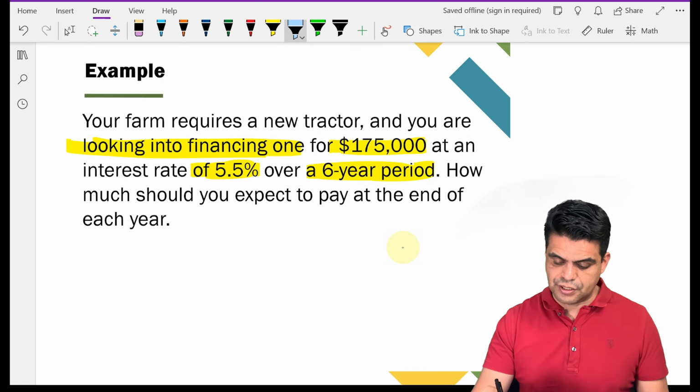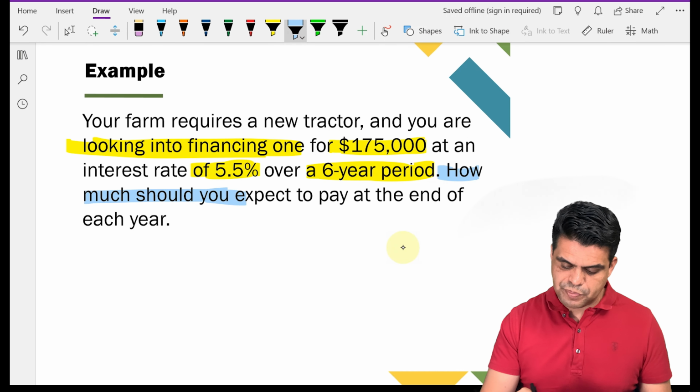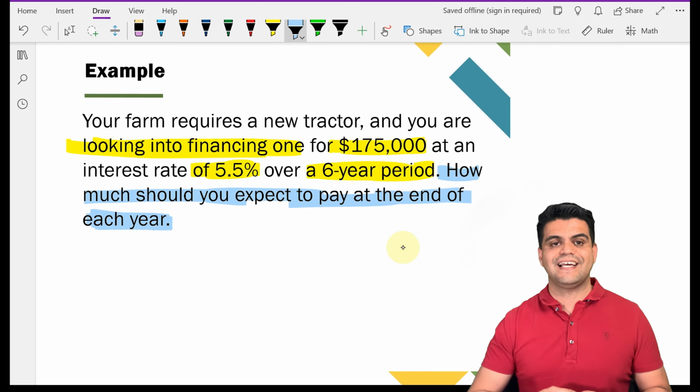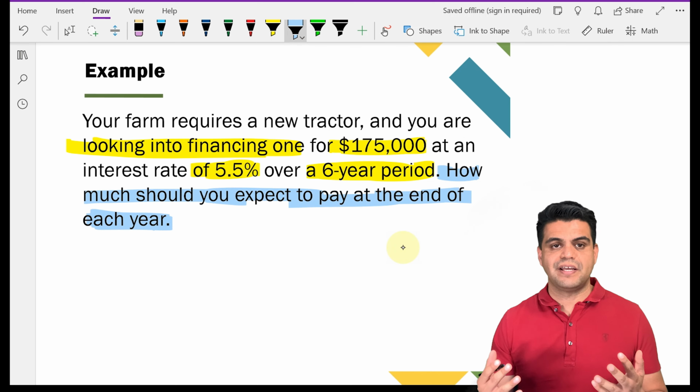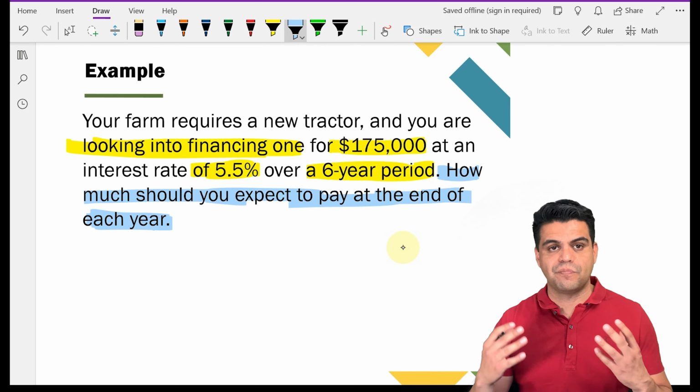So where is the question? How much should you expect to pay at the end of each year? Okay, so this tractor, we're making yearly payments at the end of the year. So what did I tell you about financing? It's a fancy word for borrowing.